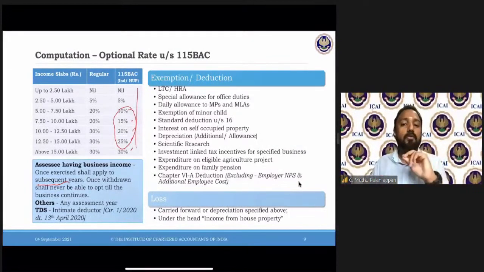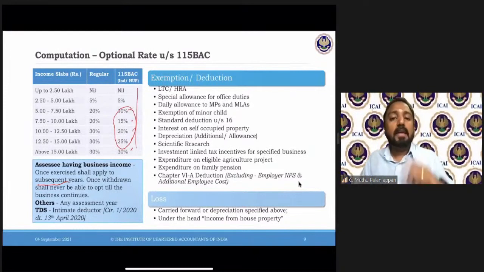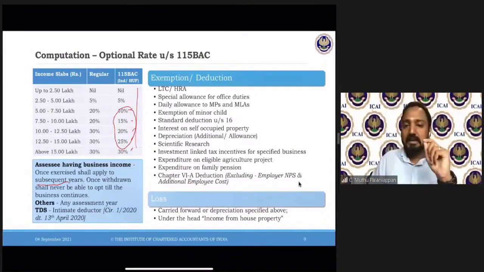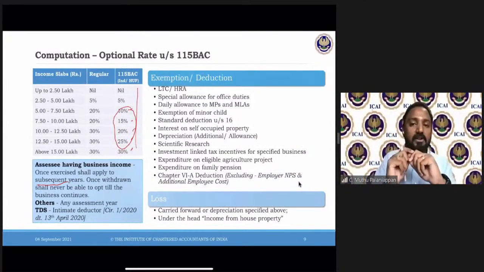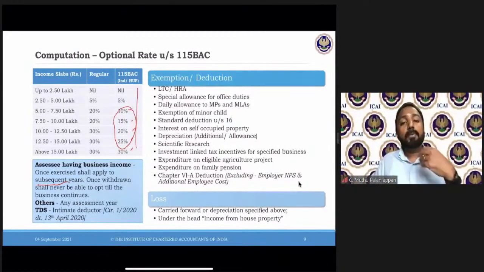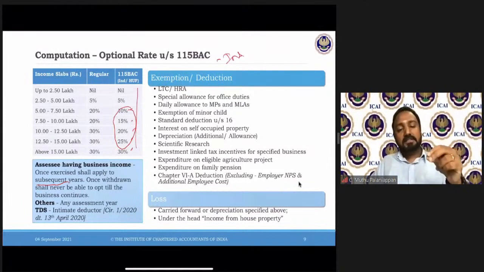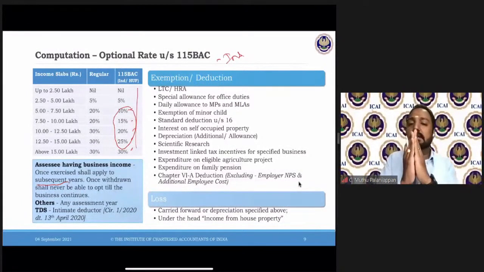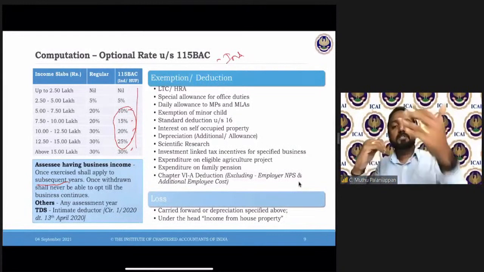So that is with respect to 115BAC with business income. So a person with business income can choose only once. Once he has decided, it is automatically applicable for every year. In case he is withdrawing in some particular year, he can no more choose this in future. So now this rate, whatever we are discussing, we said for others, what is there? If you have a business income, we said it is a one-time choice. For others, it is free.